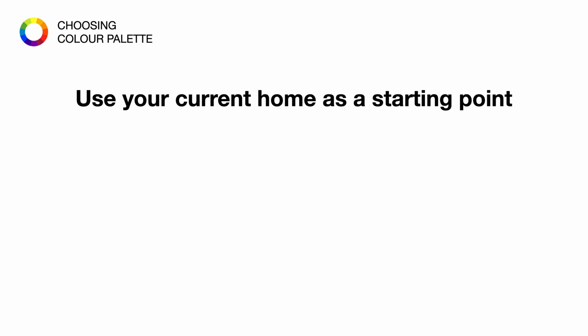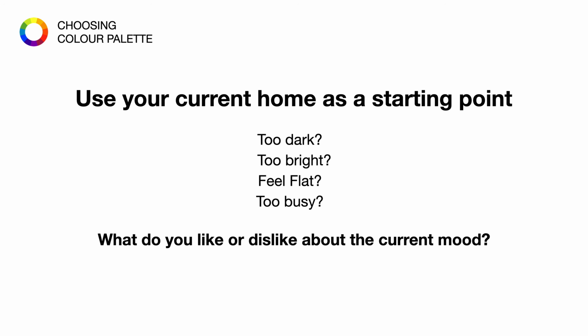Step 1. Establish mood. Good color palettes are ones that convey the mood or atmosphere you want to have in your home. That is why you should reverse engineer your color palette by first deciding the mood you want to have in your home and then choosing the color. Use your current home as a starting point. Are the current colors in your home too dark, too bright? Do they feel flat or too busy? What atmosphere do these color combinations currently create? What do you like or dislike about the current mood? Then make a list of moods or feelings you want your space to convey and choose colors accordingly.